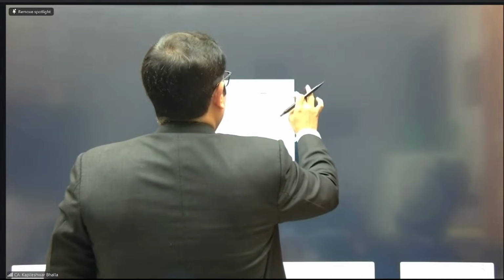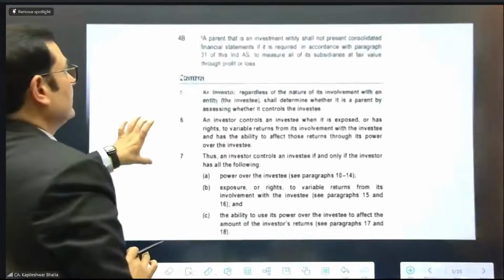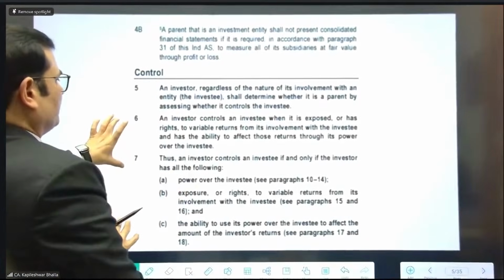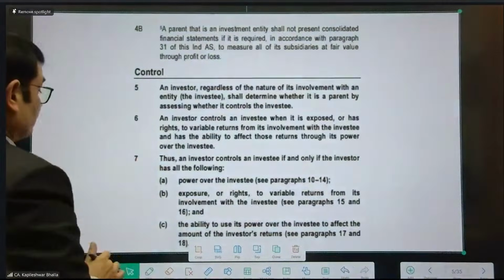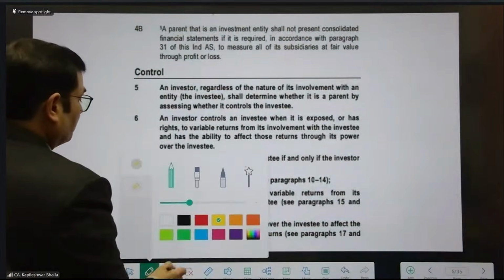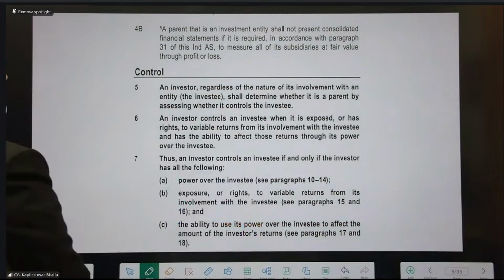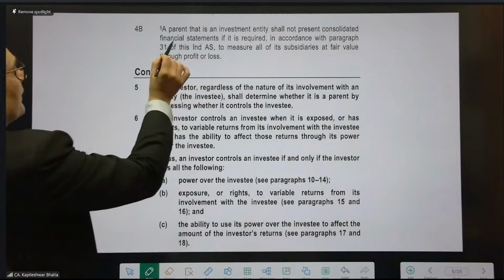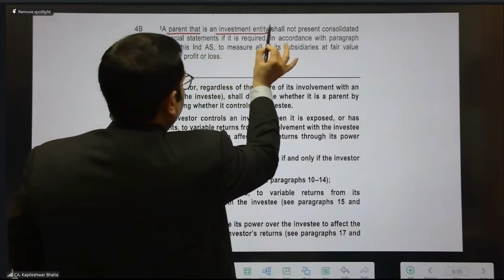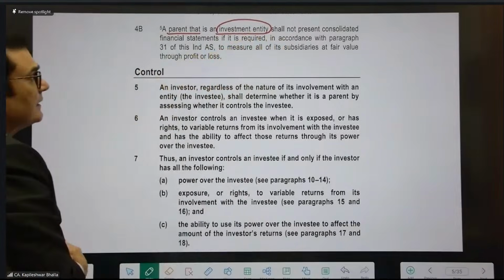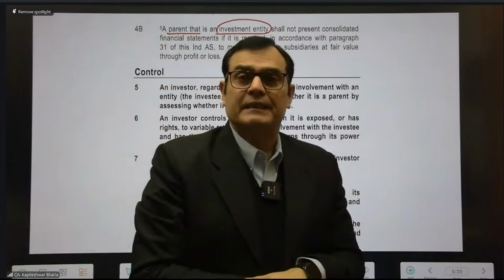So there is another para number 4B, which is given in the standard, which is again on the scope. So these para 5, 6, 7, we'll see later. That is on the control assessment. Let's first of all look at the para number 4B now. It says in terms of para 4B, a parent that is an investment entity.